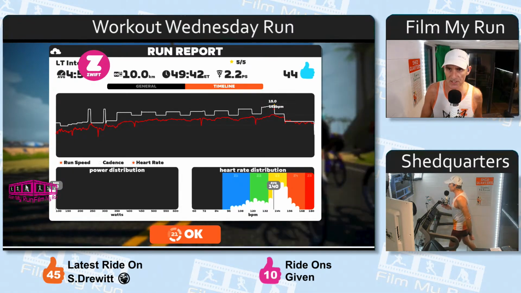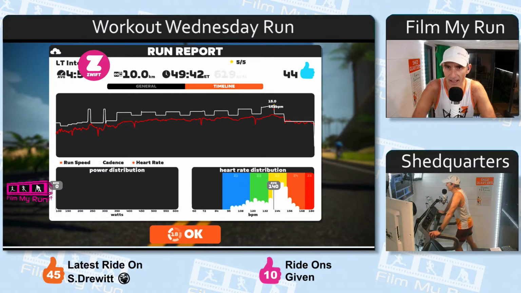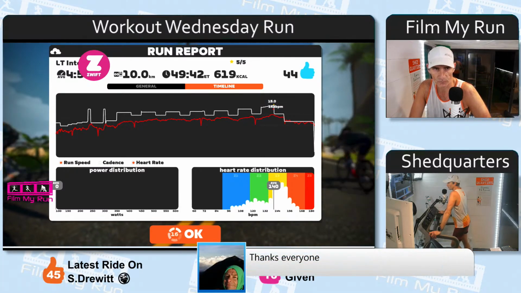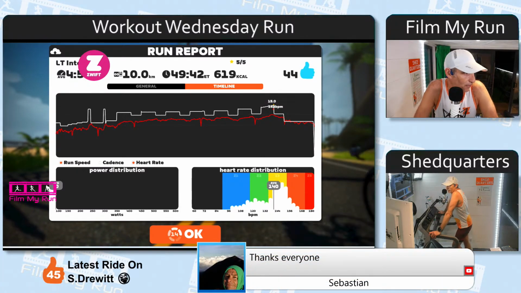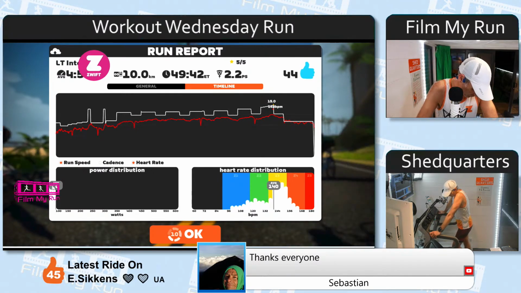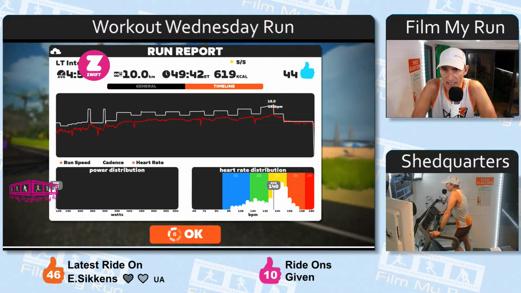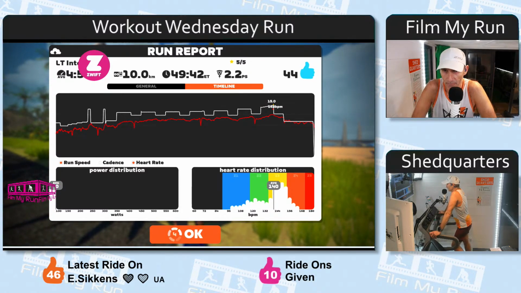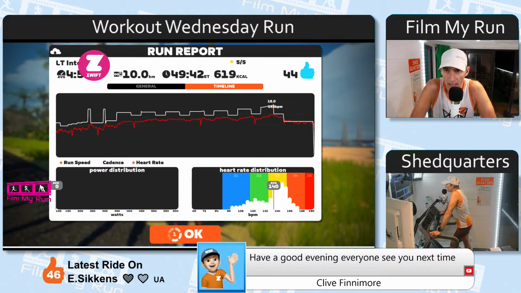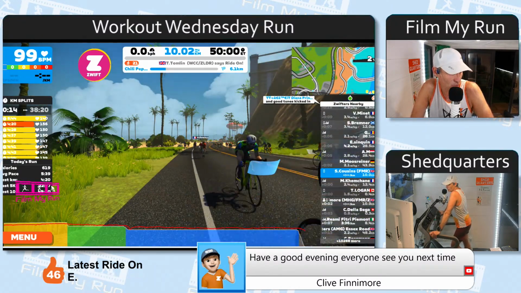So max heart rate 162 at 15 kph, right at the very end there. Yes, so thank you, Yoko. Well done, Yoko. Sebastian says thanks, everyone. So yeah, gradually getting a bit fitter with the heart rate coming at 162 for the Group B tonight. Clive says, have a good evening, everyone. See you next time.